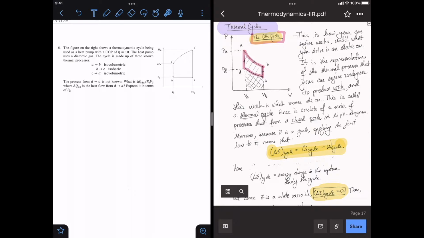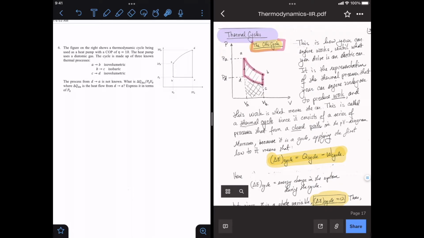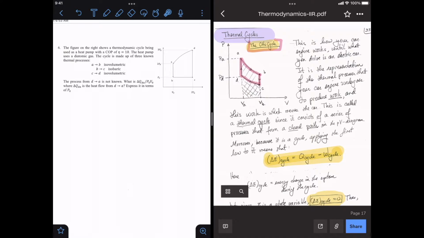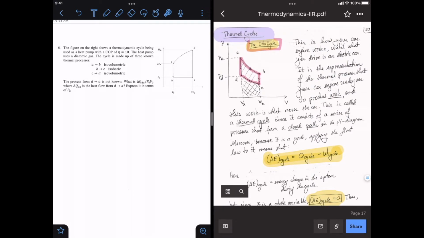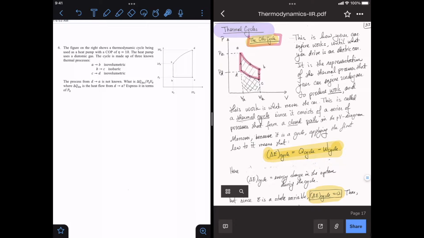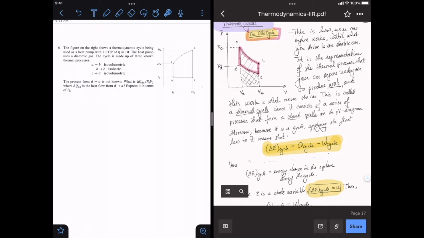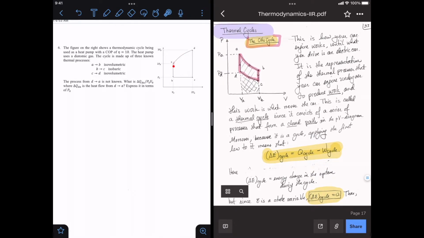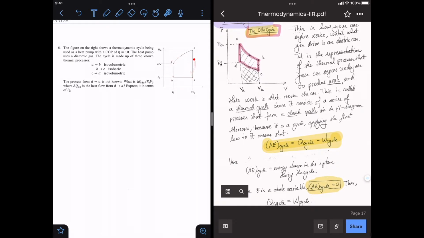Okay, so some background on thermal cycles. A thermal cycle may be something like an engine. It's a process that produces work and exchanges basically work and heat, and it's called a thermal cycle. Okay, so there's a closed path. We have a closed path here in a PV diagram for a thermal cycle.